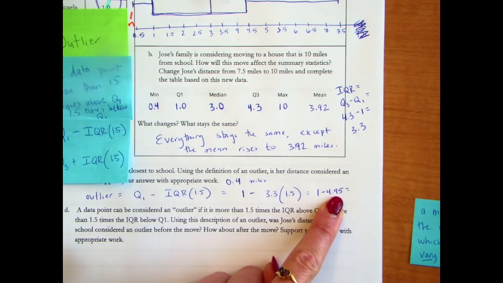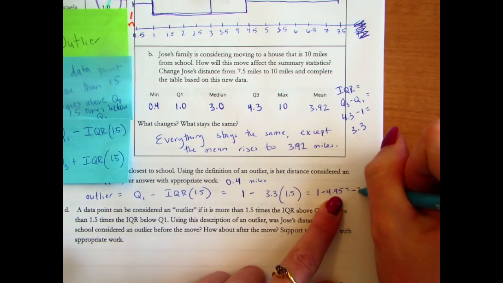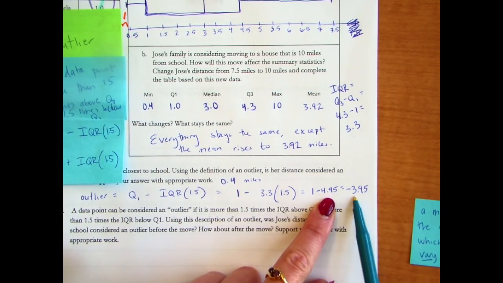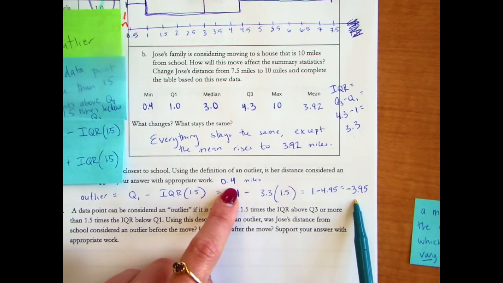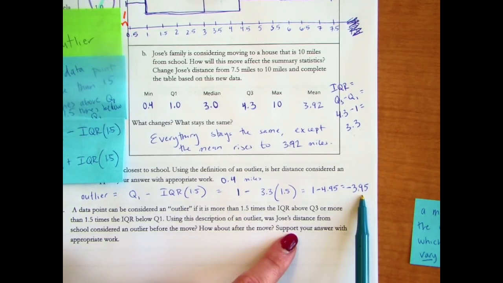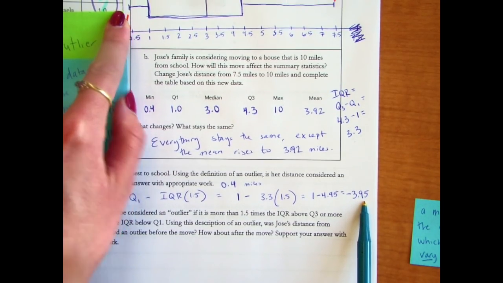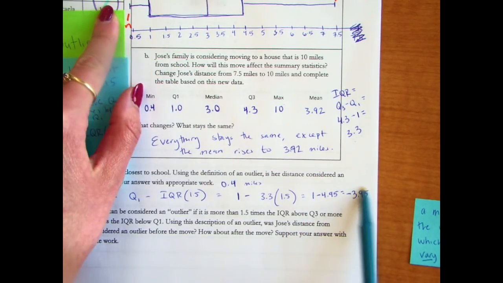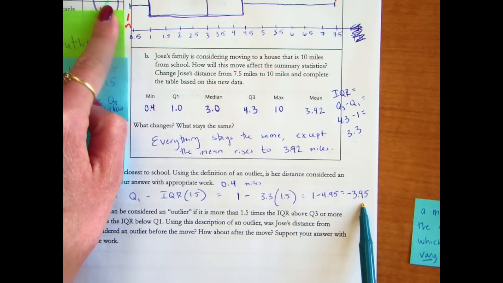Okay. And it's actually impossible for anyone to be an outlier because no one could live a negative distance away from school. So no matter how close you live to school, there's no outliers to the left. This should make sense to you. With distance, it's hard to have outliers on the low end because you can't go below 0 with a distance. So it's very rare to have an outlier that's to the left. Okay.